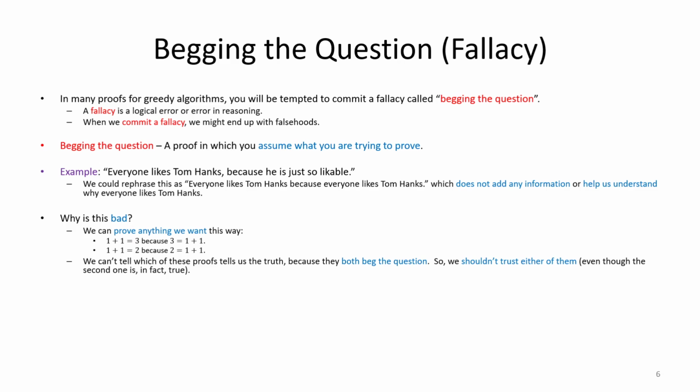But there's nothing about the proof of the second one that should make us believe the second one over the first one. They both are proving things in the exact same way. And if we believe the second proof, we should believe the first proof too, because it's the exact same structure. And so that's what we take away here. Both of these are begging the question, so they're both bad proofs. So we shouldn't trust either of them.